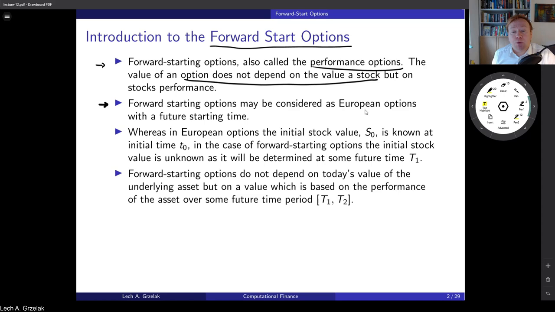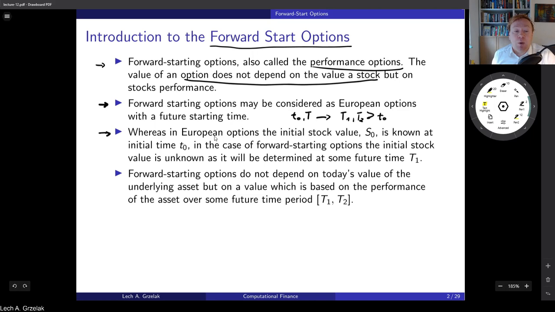In the lectures previously, we always considered today to be T0 and we have maturity time T. Here we will have an extension of that. We will have a T1 and T2, and those two dates are bigger than T0. This means that the initial value of a stock that you would use, for example, for pricing of an option, would not be constant anymore because we don't know it today. We will know it at time T1, but it's unknown at time T0.